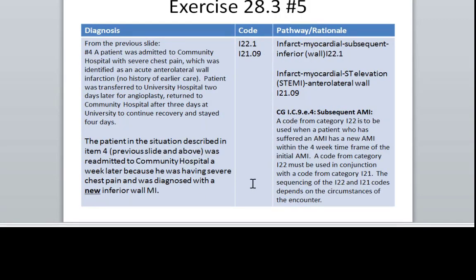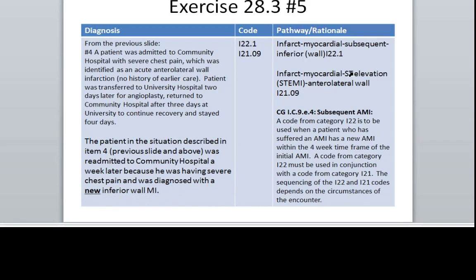Exercise 28.3, number 5, the author just took this number 4 and changed it a little bit. So now he left community hospital. He's been readmitted to community hospital a week later, having chest pain and diagnosed with a new inferior wall MI. This up here was the anterior lateral wall, and here is the inferior wall. So you know it's a new MI.